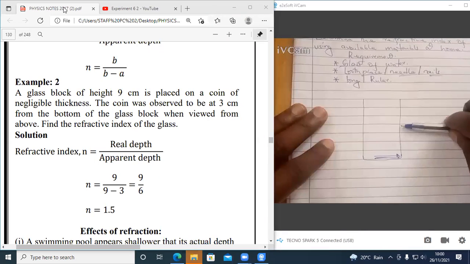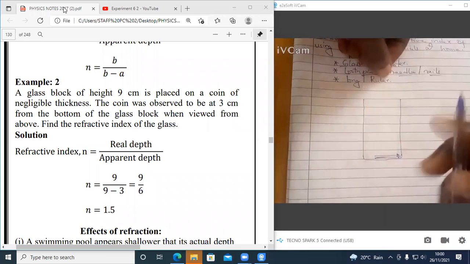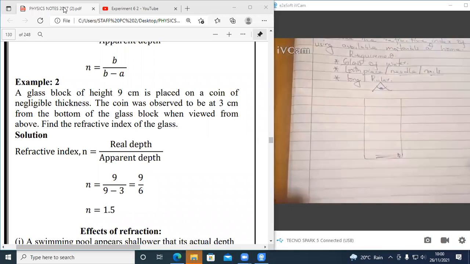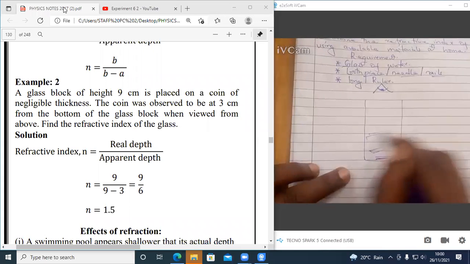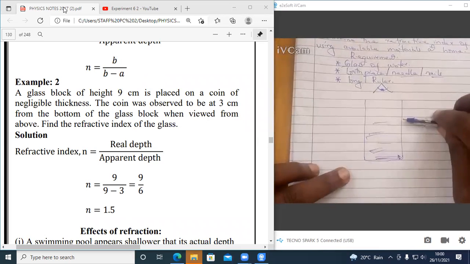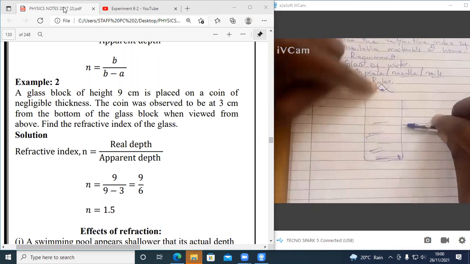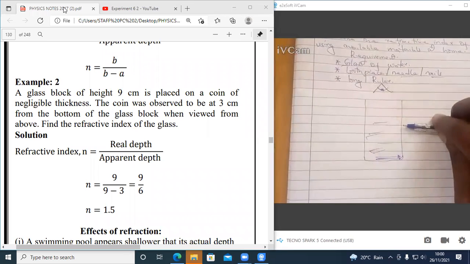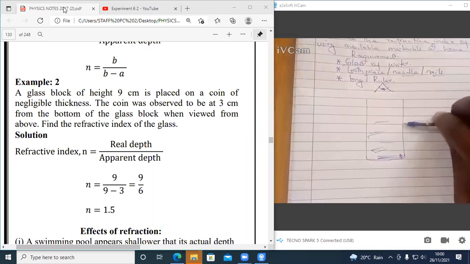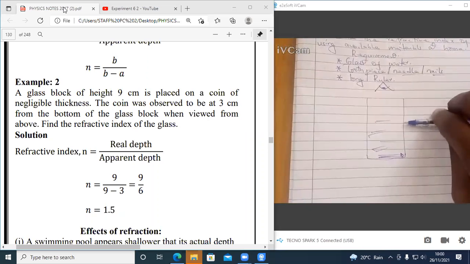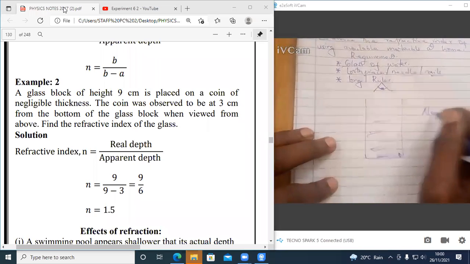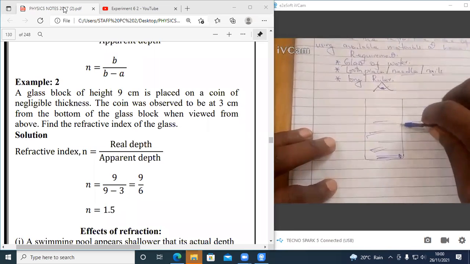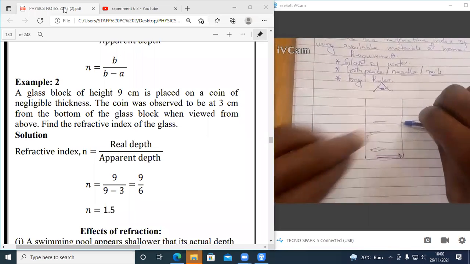Keep adjusting until, when you are looking from above, you see them as if they are together, because this one will appear to be raised from the water due to refraction. Adjust until you see that they are at the same level, when there is no parallax. Then put a mark on the glass at that point.